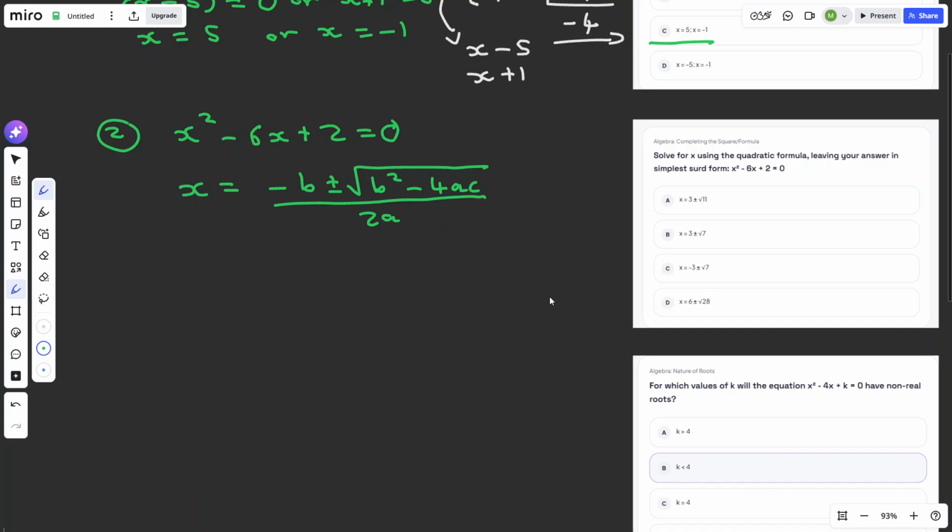So now, as you can see, we have different constants, A, B, and C. We get those from the given quadratic equation. Let us quickly define them here. A is equal to 1, B is equal to minus 6, and C is equal to 2.